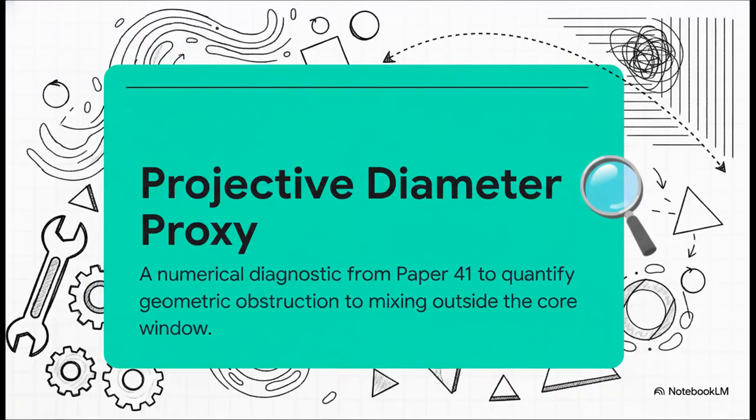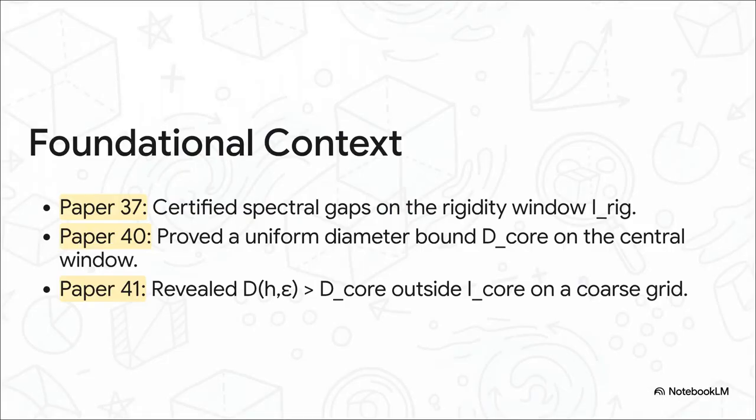So the star of our show is this quantity right here, d of h, epsilon, the projective-diameter proxy. You should think of this as a numerical diagnostic. It's designed to give us a hard number that quantifies the geometric obstruction to mixing. In simple terms, it's a measure of how much the system's geometry is deviating from the ideal, stable conditions we see in the core.